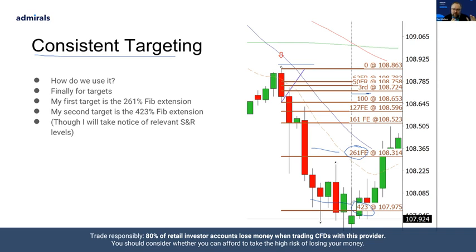So what I've got is my entry is improved because I'm trading a pullback into the candle, and my targeting is improved because, A, it's consistent every time. I'm just going for a consistent target, and also because it's the 261 or the 423. What I've got is what's known as an asymmetric reward to risk ratio. My trade risk in that case might be between 108.90 and 108.72, so it might be 18 pips.